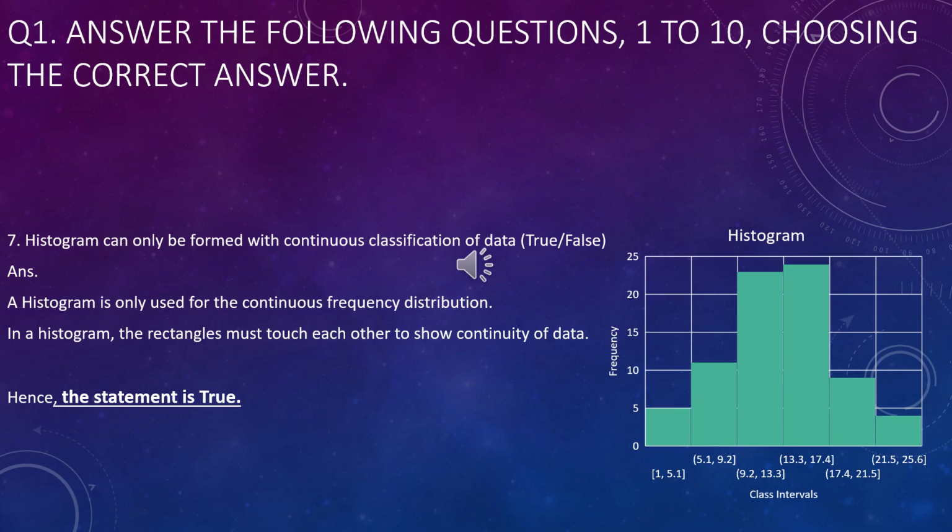Now we come to the seventh question of question number 1, which says a histogram can only be formed with continuous classification of data. Is it true or false? For this we will again understand the answer first. A histogram is only used for the continuous frequency distribution. In a histogram, the rectangles must touch each other to show continuity of data. Hence, the statement is true. That means a histogram can only be formed with continuous classification of data. This is the true statement.